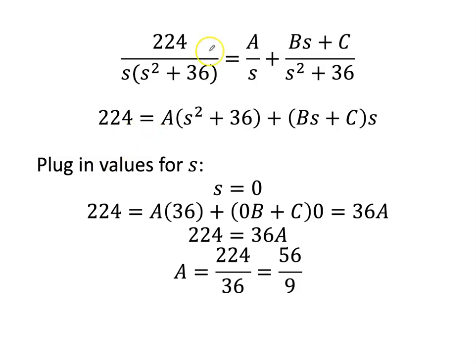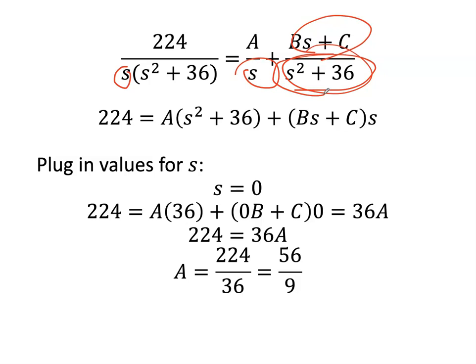We know how to do that. So 224 over s times s squared plus 36. We can break this into something over s plus something over s squared plus 36. Because this is first degree, we're just going to get A over s. Because s squared plus 36 is an irreducible quadratic, in other words, irreducible second degree, we're going to put on top not just B, but Bs plus C. Again, because it's an irreducible quadratic, a second degree equation which can't be factored using real factors.